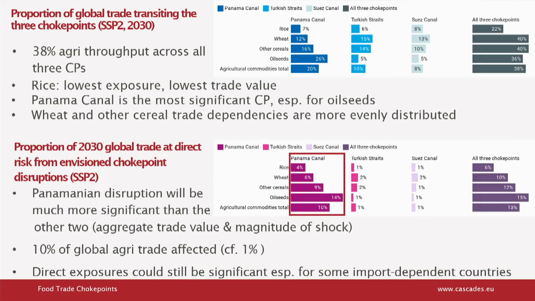And then if we look at direct risks in 2030 from those disruptions, the Panama disruption we can see will be much more significant than the other two, both in terms of the trade value that's passing through it and the magnitude of the envisaged shock. So 10% of global agricultural trade as opposed to 1% for the other two shocks. But it's worth saying that for those countries which are directly import dependent on trade that passes through there, that could still be a significant impact.